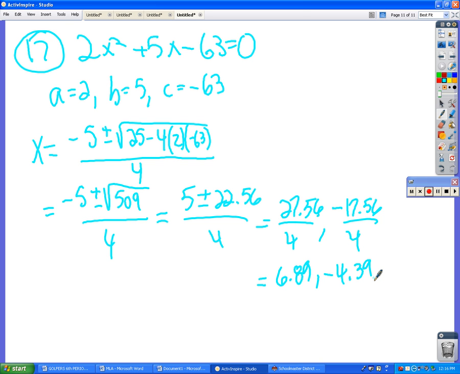Oh yeah, you messed that up. It's supposed to be negative 27 and then positive 2. So it's negative 6 and then positive 4. Gotcha. Okay.